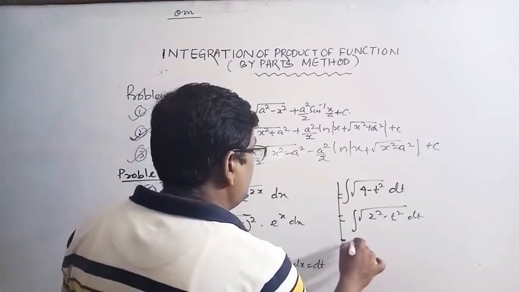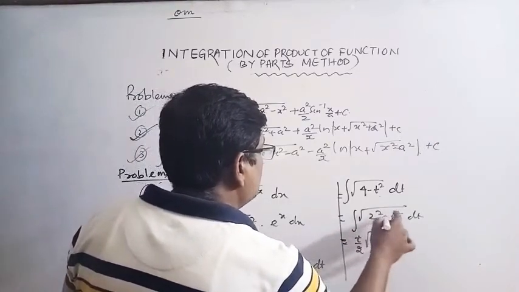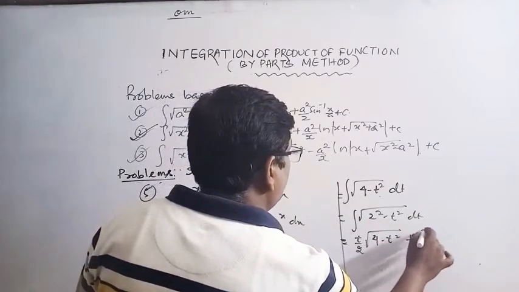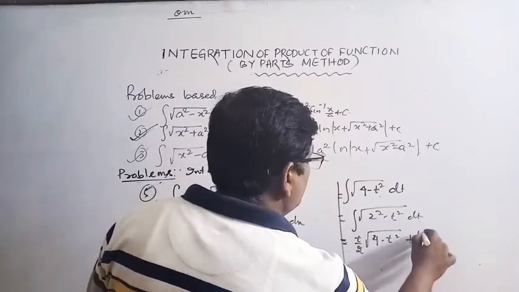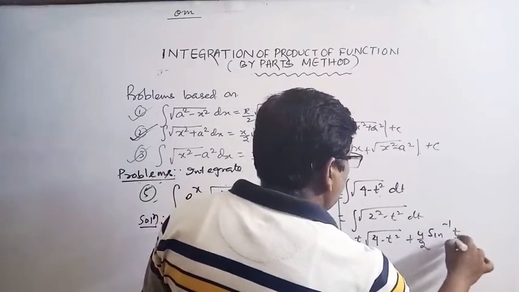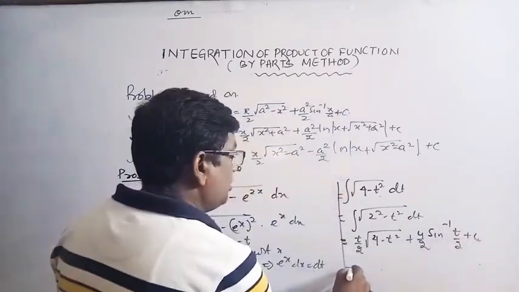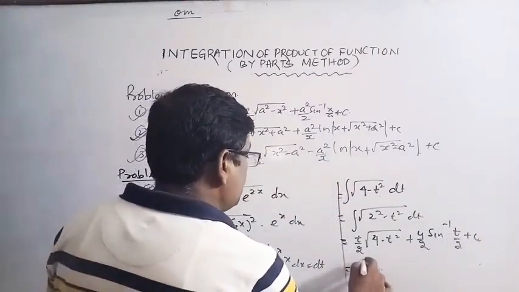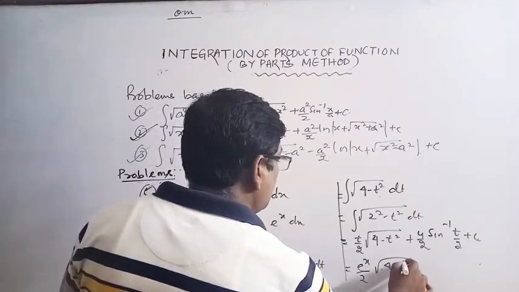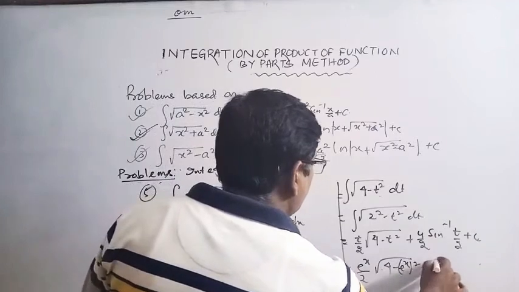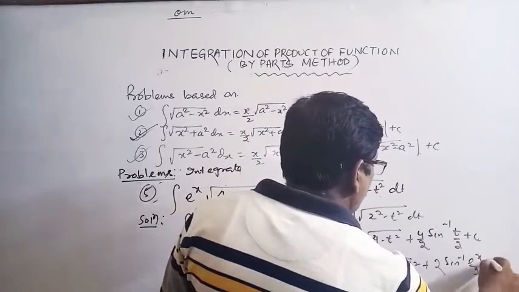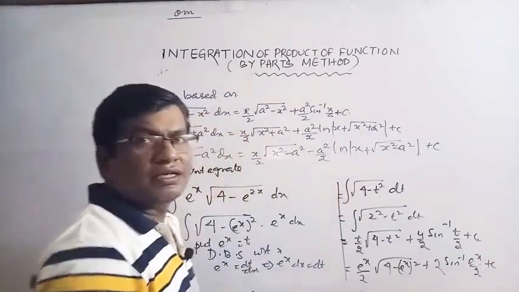So x by 2 means t by 2 root over a square minus t square, so 4 minus t square, plus a square by 2, a square means 2 square, so 4 by 2 into sine inverse t by 2 plus c. Now what is t here? t means e to the x by 2 root over 4 minus (e to the x) whole square, and this is 2 sine inverse e to the x by 2 plus c.